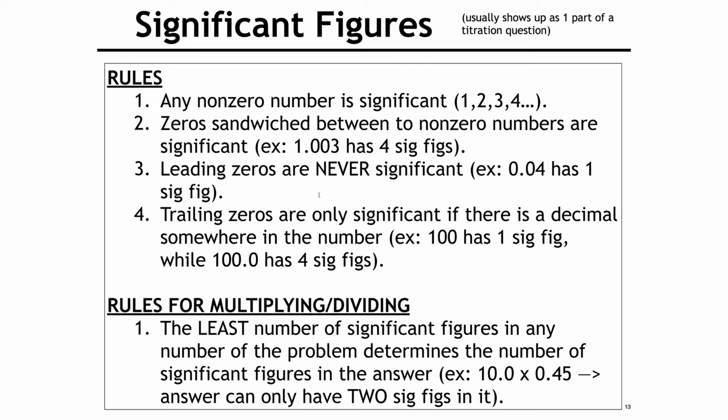Leading zeros, meaning zeros that come in front of the significant number, never significant. So 0.04, those 2 zeros, not significant. Trailing zeros are only significant if there's a decimal somewhere in the number. So there's no decimal in the 100. It has 1 significant figure, but 100.0, 4 significant figures. The rule for multiplying and dividing, you need to go according to the number that has the least number of significant figures. So 10.0 has 3, 0.45 has 2. Our answer has to have 2.